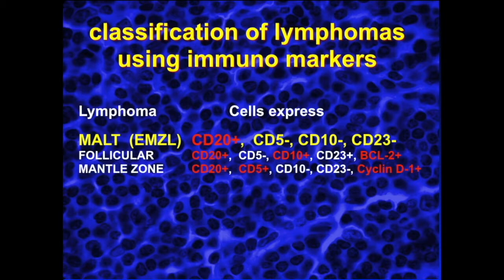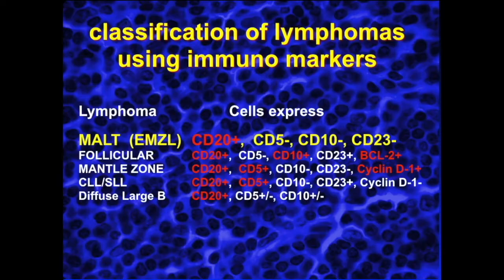Mantle cell lymphoma is positive for CD20, but the B cells also co-express the T cell marker CD5. And they're CD23 negative and express cyclin D1 or BCL1. CLL, SLL is also positive for CD20 and CD5. It's also positive for CD23 and negative for cyclin D1. So this negativity and positivity for cyclin D1 and CD23 help us differentiate mantle cell lymphoma from CLL.